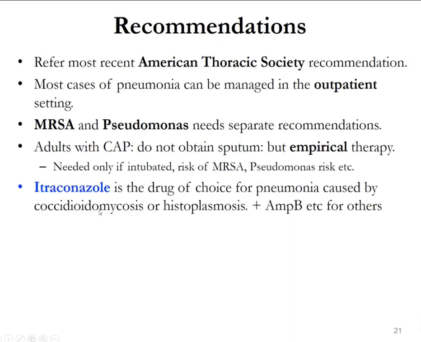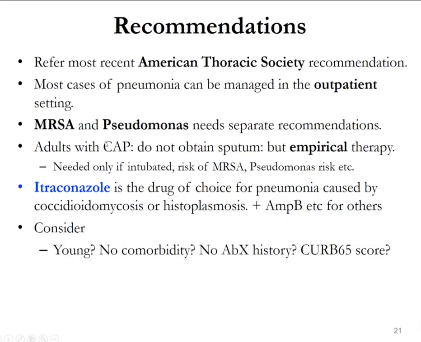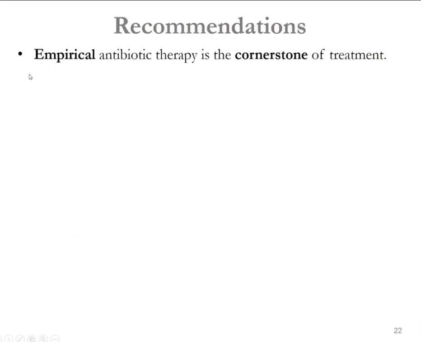Let's look at it. Itraconazole, like I said, sometimes pneumonia is caused by Coccidioides. These are fungal pneumonias. Histoplasmosis, itraconazole works well. Consider whether the patient is young. In the recommendation, you will read all this: if the patient has comorbidity, are they 65 years old, pregnant, all those things. Do they have a recent antibiotic history? That means the chance of developing beta-lactamase and resistance is higher. Then CURB-65, we will look at what it is.